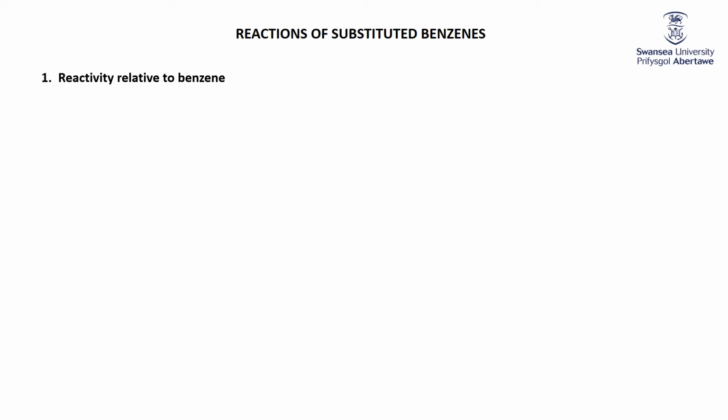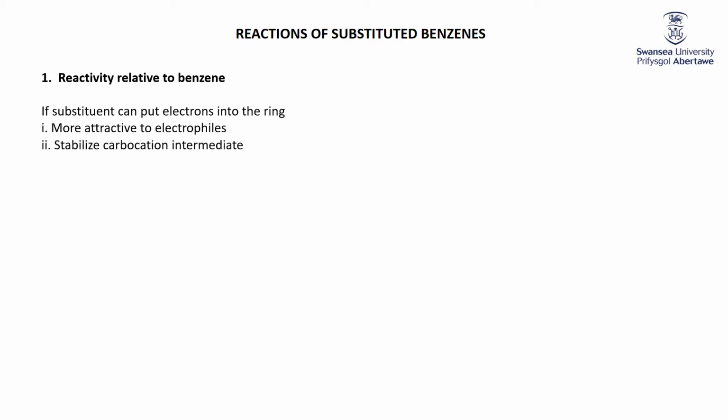Okay, now let's think about why benzene reacts. It reacts because it's got a pi electron cloud that is attractive to an electrophile. So therefore, with our substituent, if it can put electrons into the ring, then the first thing that happens is that, of course, that electron cloud becomes more attractive to electrophiles because it's got more electron density. But the other, much more important consideration is that the intermediate, everything comes back to intermediates in this discussion, the intermediate of the reaction is a carbocation. Well, if you have a substituent that can put electrons into the ring, it can stabilize that carbocation intermediate.